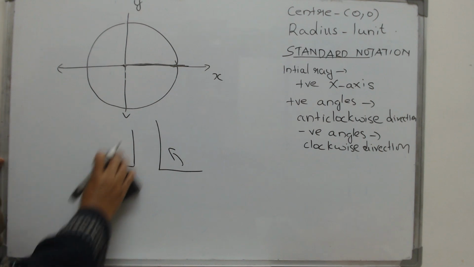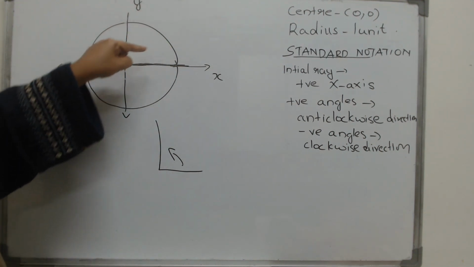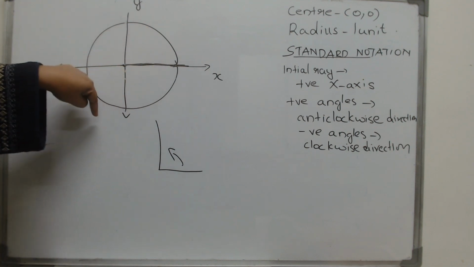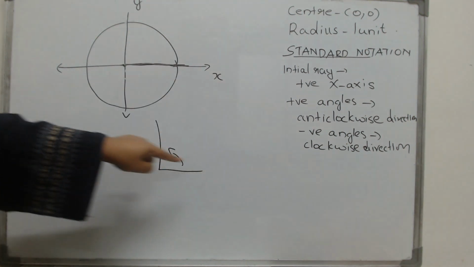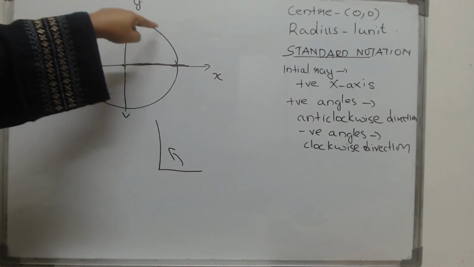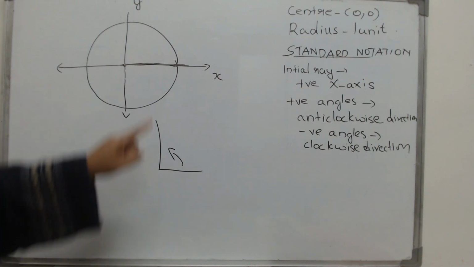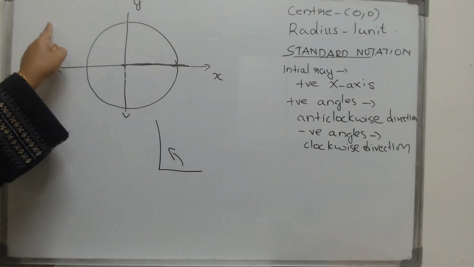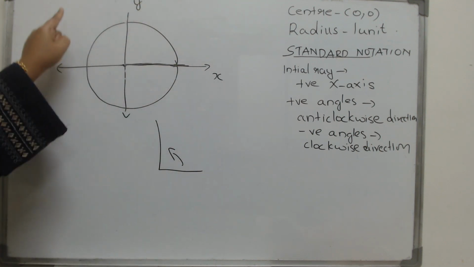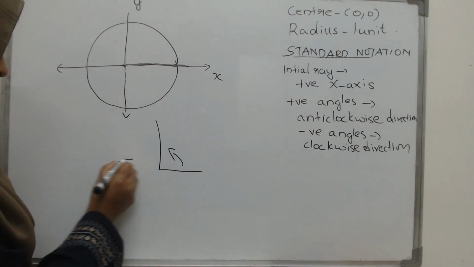What is the second one? For positive angles, go in the anti-clockwise direction. For the negative angles, go in the clockwise direction. What does that mean? Your clock moves like this, from top to bottom. What we are saying is that for positive angles, go in the anti-clockwise direction, in the opposite direction, from the bottom to the top.